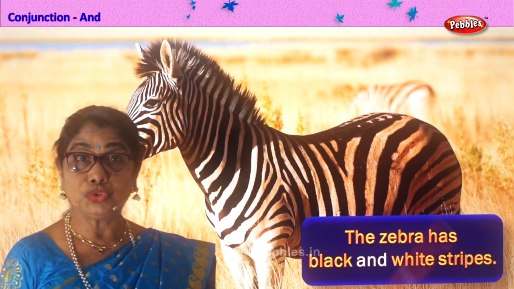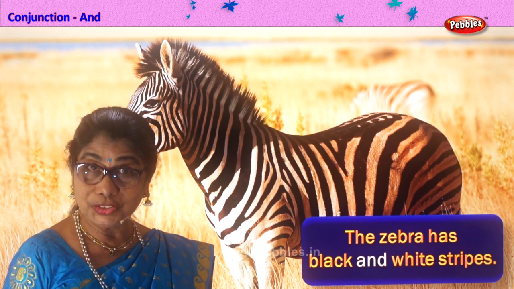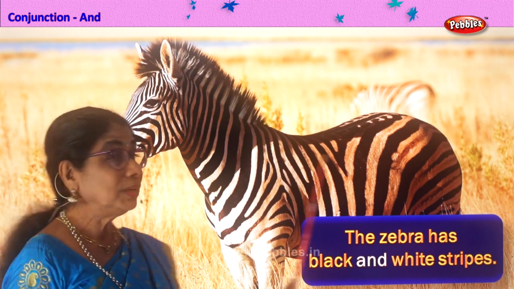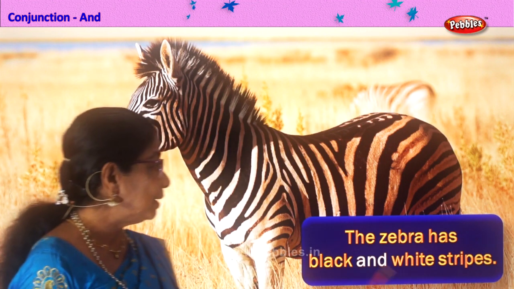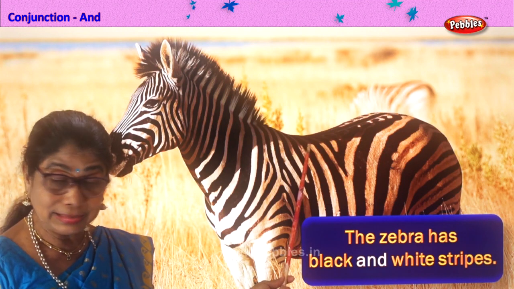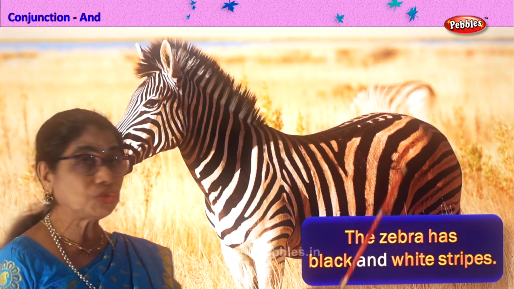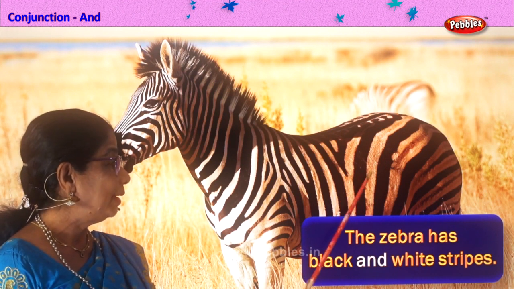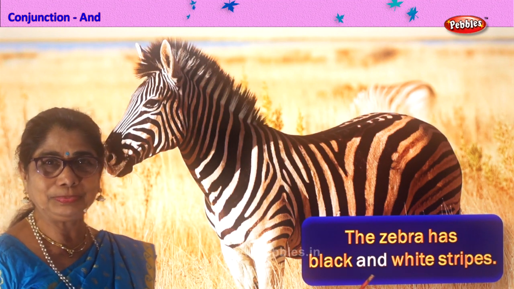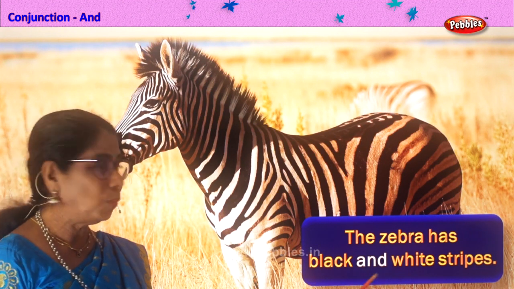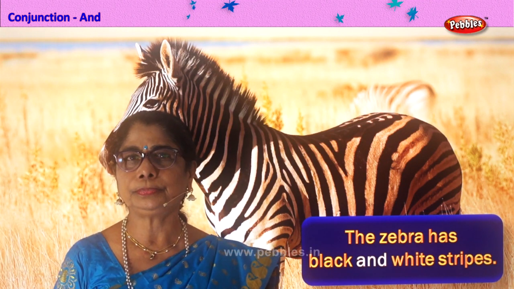See what you have. Zebra. Yes? Where do you find zebra? In the jungle, yes. Look at what is special about zebra? White and black stripes. Let's read the sentence. The zebra has black and white stripes. And, conjunction and, joining black and white. Two words. Good. Let's go to a new picture now.